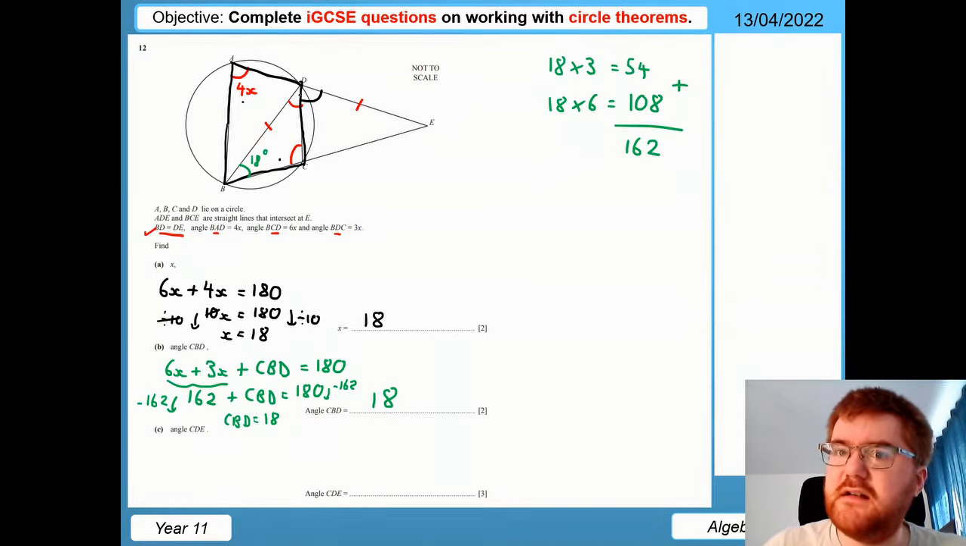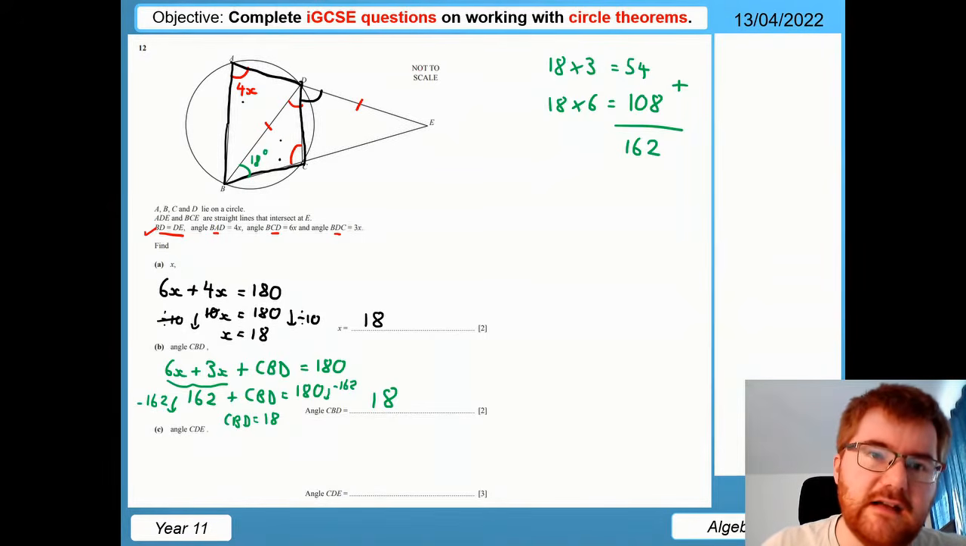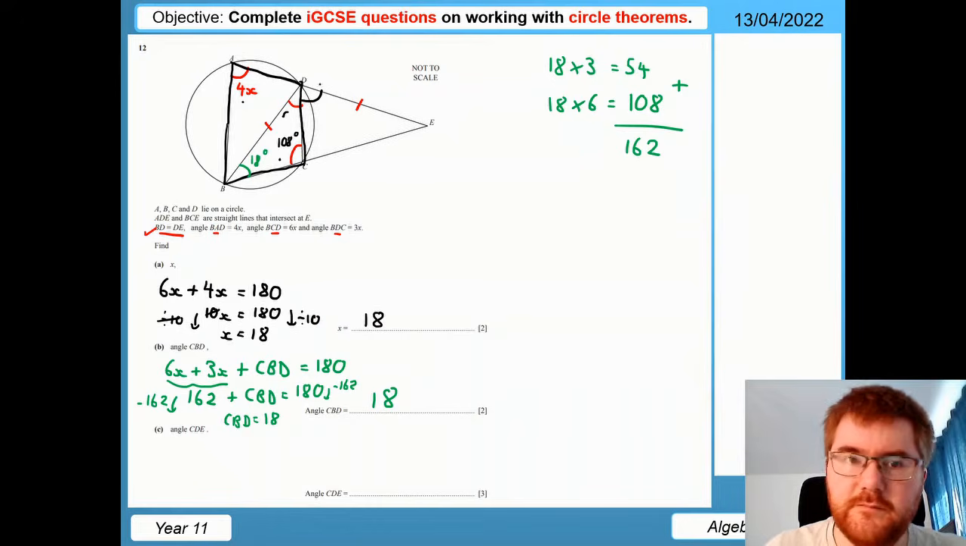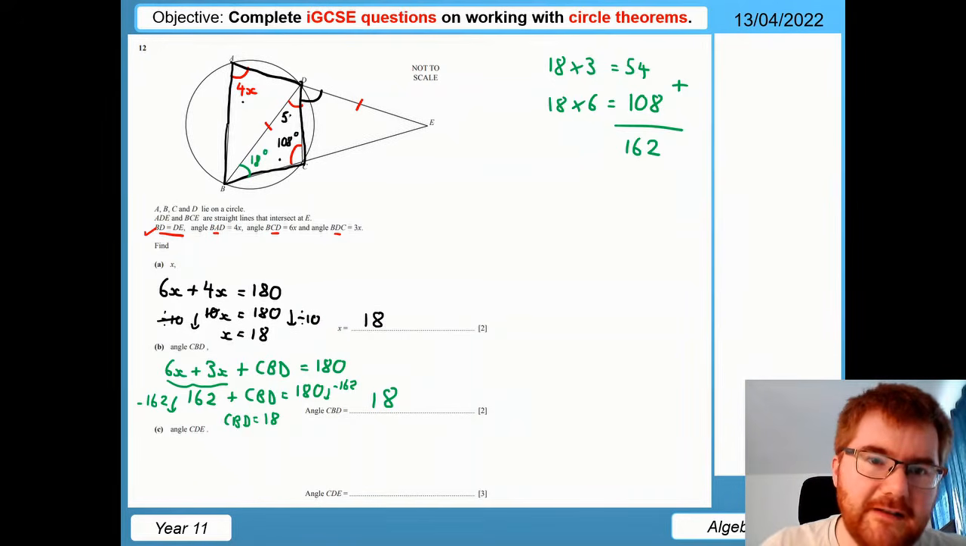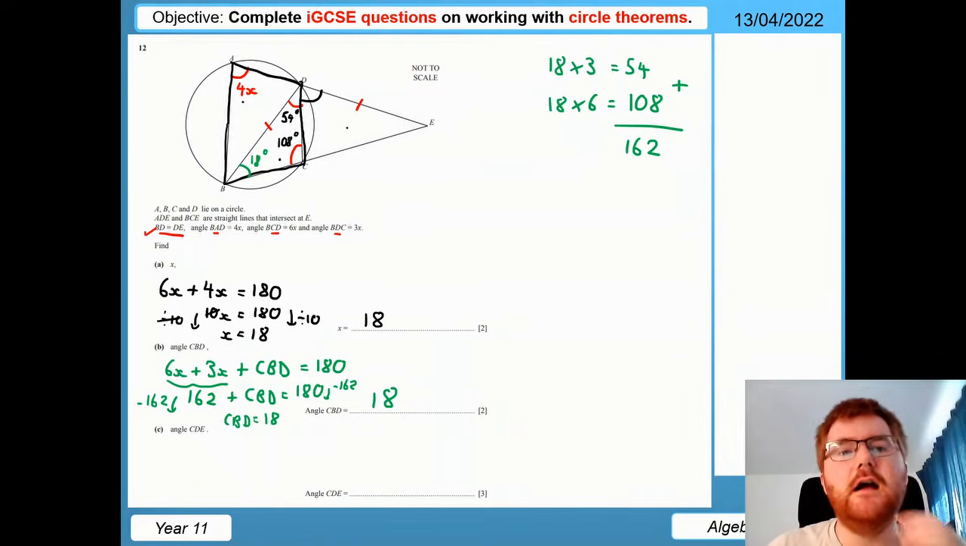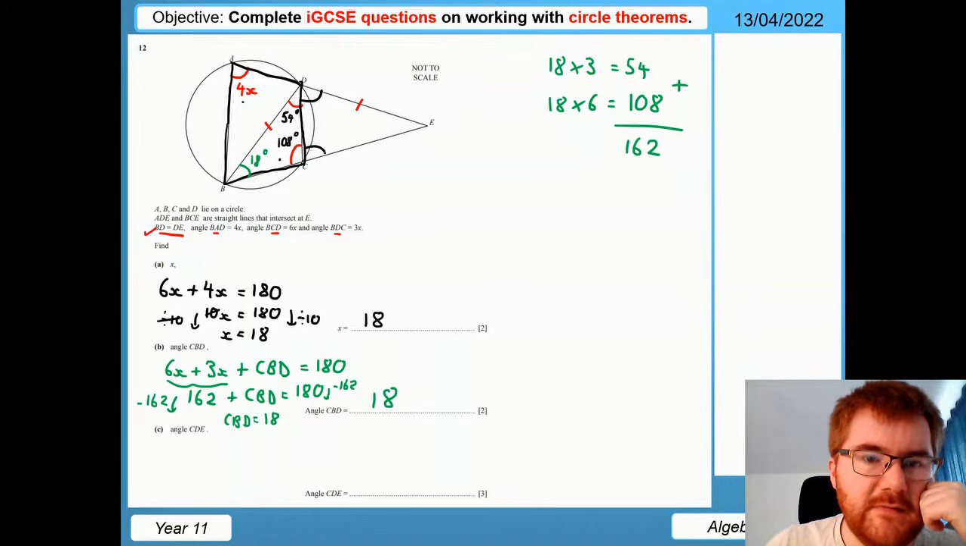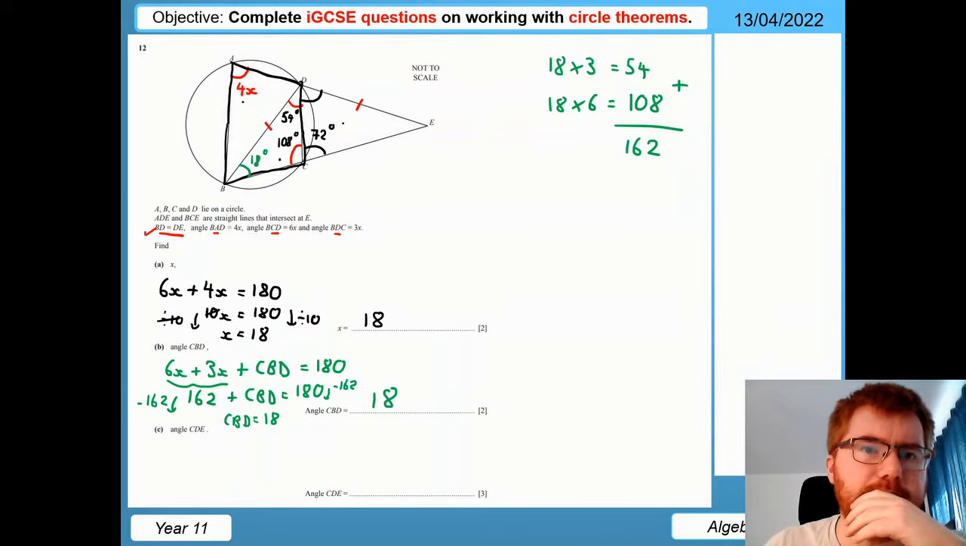So 6x, that was equal to 108. And this one here is equal to 54 degrees. Right, and we want to work out this angle. I think the most straightforward way is we can use angles on a straight line, which equal 180. So this would be equal to 72 degrees.